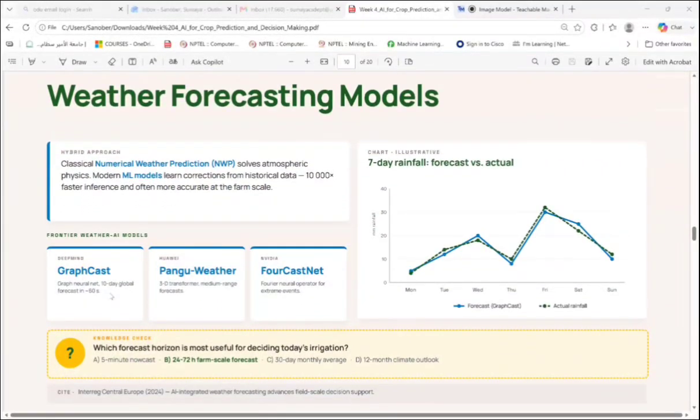Now, traditional weather forecasting uses a physical-based numerical method. These models simulate the atmospheric processes such as pressure, wind, temperature, and moisture. But modern machine learning systems can complement those models by learning from historical weather patterns and correcting certain forecasting errors. Now, for a farmer, the most useful forecast is not always a long-term climate average. Farmers may need a practical answer for the next 24 hours and 72 hours.